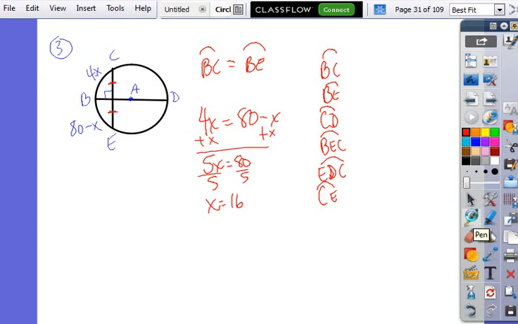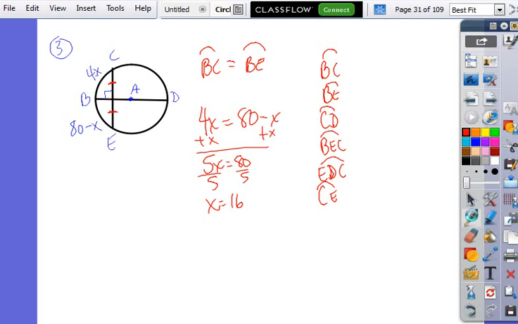All right, so now I know what x is. How does that help me solve for all these arcs? You know that BC equals 16 times 4. All right, I'm going to start with the easy one. I'm going to take this 16 and plug it into both of these.